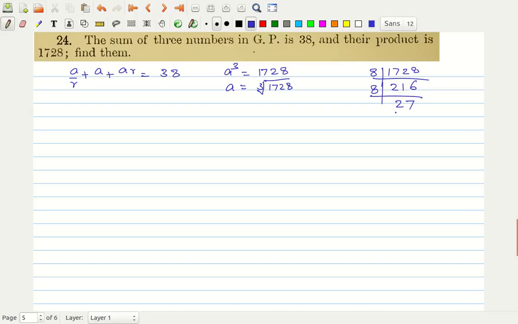So the cube root of A is going to be the cube root of 8, which is 2, times again the cube root of 8, 2, and the cube root of 27, 3. So A is equal to 12. Okay. Now let us put 12 in this equation. So you have 12 by R plus 12 plus 12R is equal to 38.